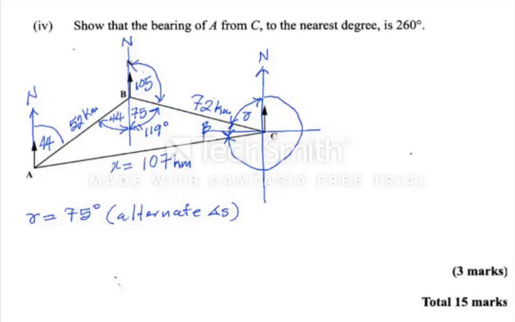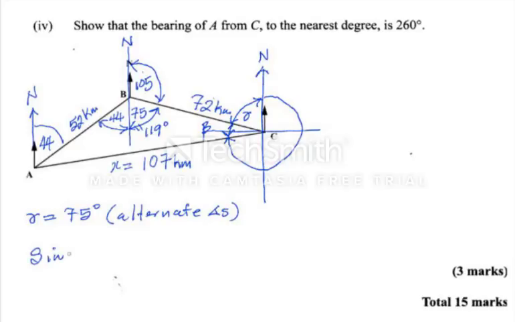They're alternate angles. Now, to find beta, we're going to have to use the sine rule. How do I know that? Well, after you use the cosine rule on a triangle, the next rule to find something more about the triangle is the sine rule. Because I just used the cosine rule, I know I'm going to have to use the sine rule. So I want to find beta, so I'm going to start with beta.